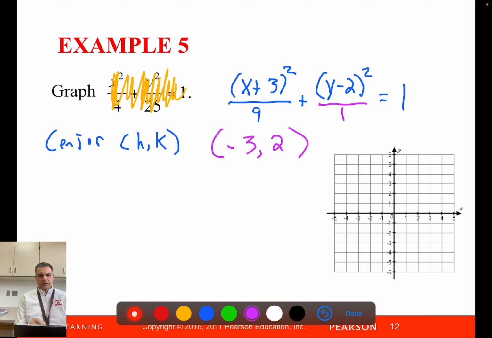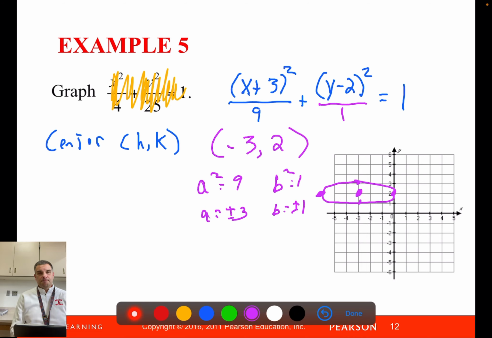Center's at negative 3, 2. My a squared value is 9, so a is equal to plus or minus 3. My b squared value is 1, so b is equal to plus or minus 1. So negative 3, 2 is right there. My x value is changing by 3. 1, 2, 3. Oops, 1, 2, 3 went outside of it, and 1 and 1. There's what the graph looks like.